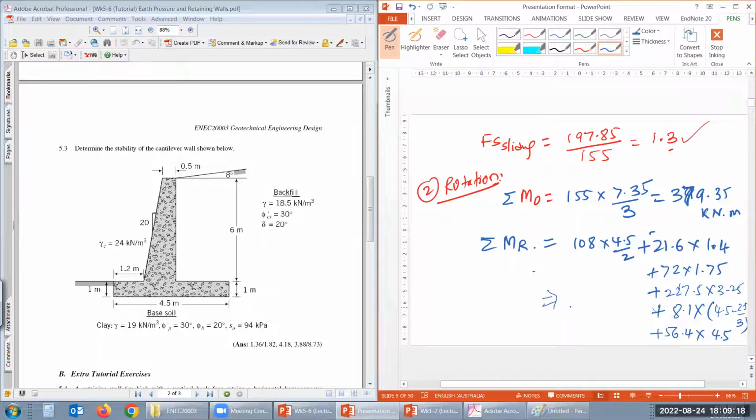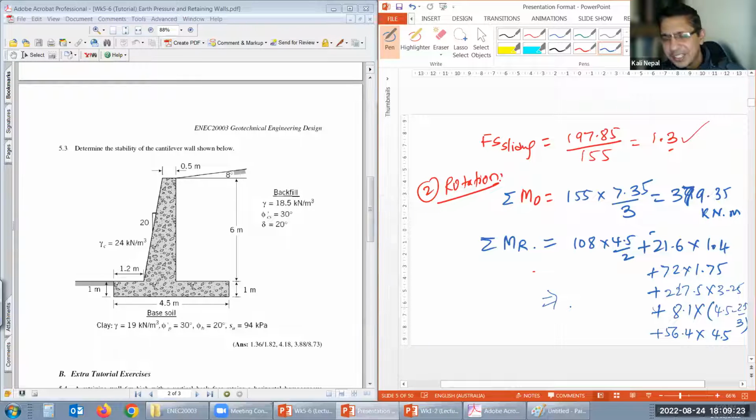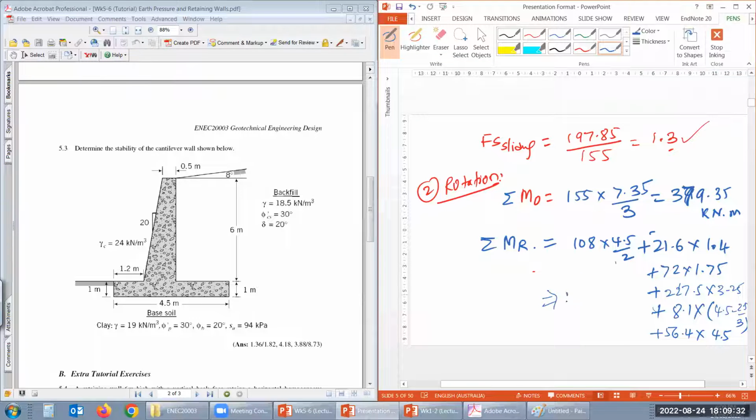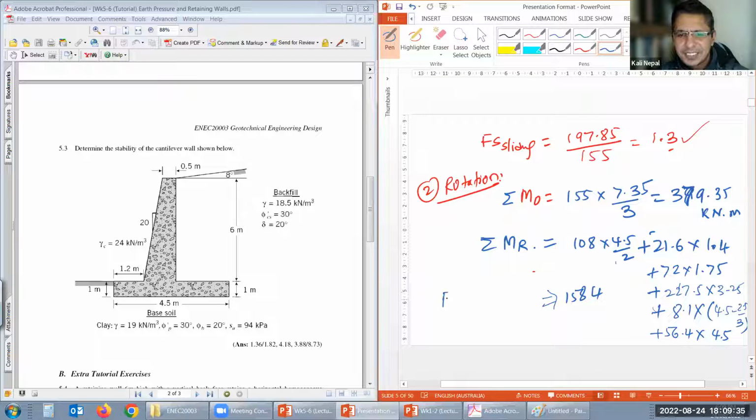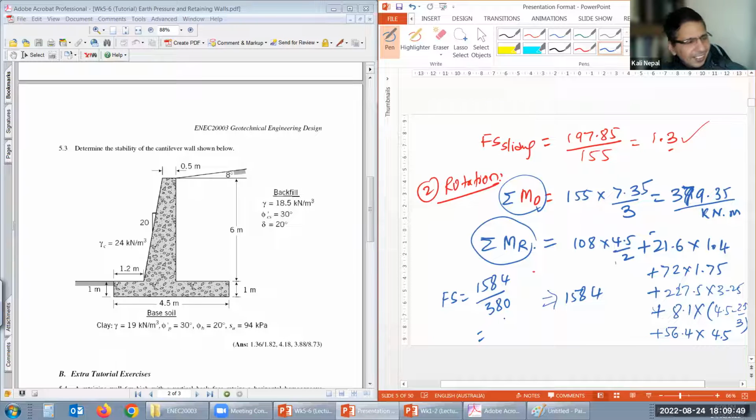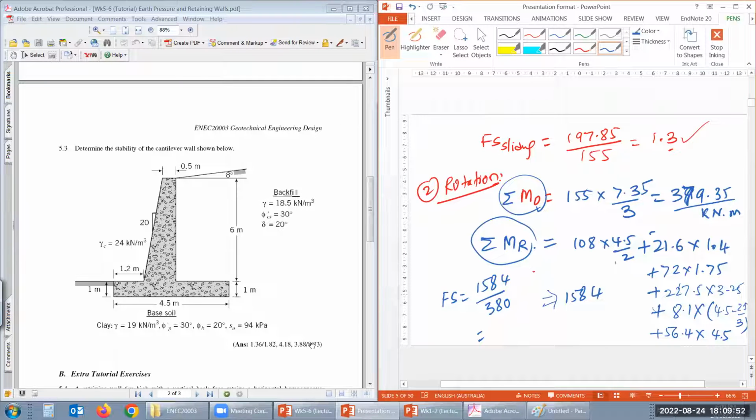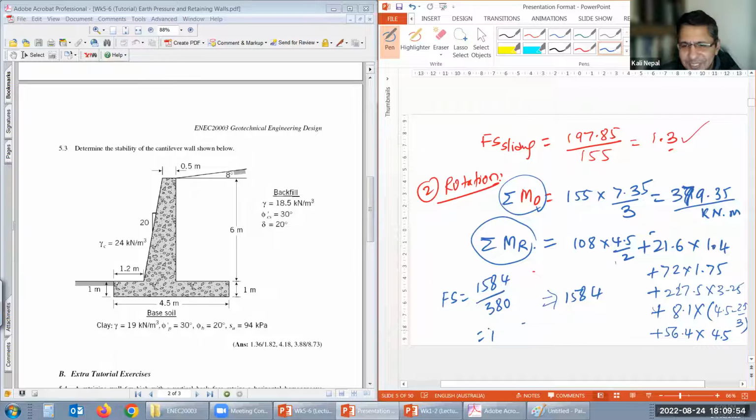For now, just use the calculated one, since it takes time. That may be better, right? Of course, the solution is here. What I have here for overturning is 1584. So now what is the factor of safety? Factor of safety equals resisting moment divided by overturning moment. So 1584 divided by overturning, which is approximately 380. That gives about 4.16, or 4.18, whatever we got.